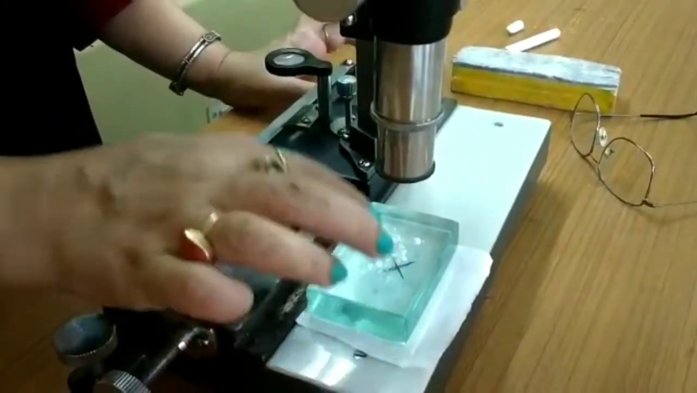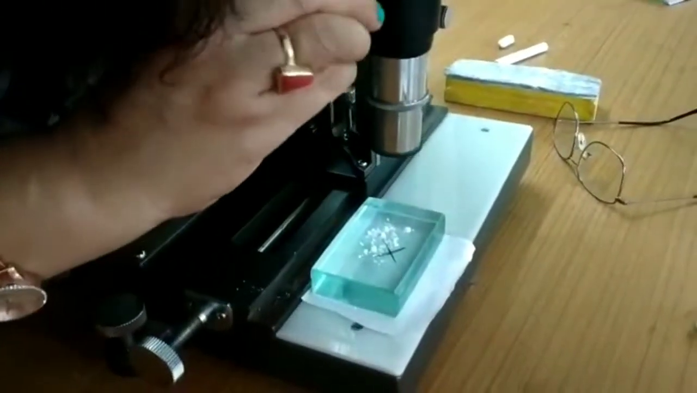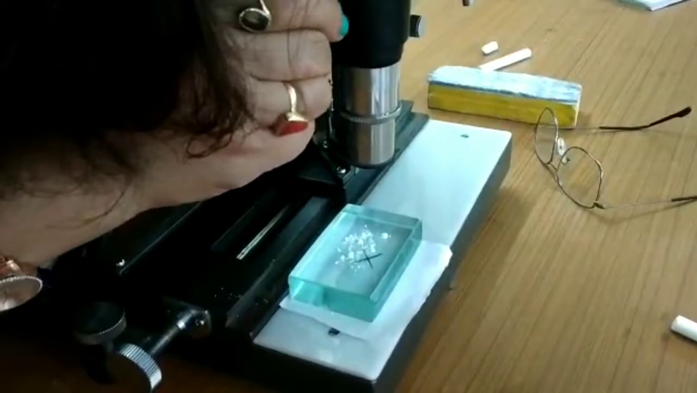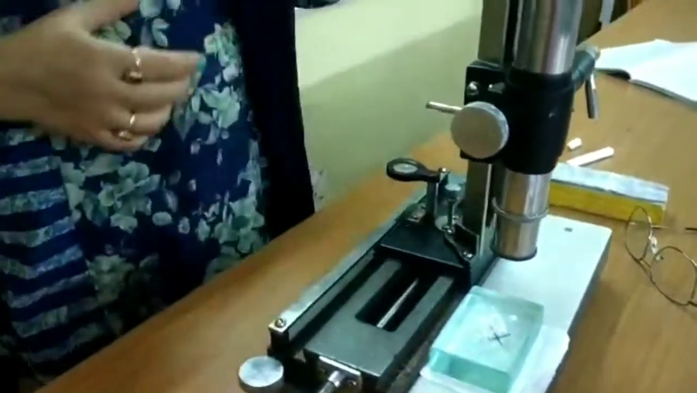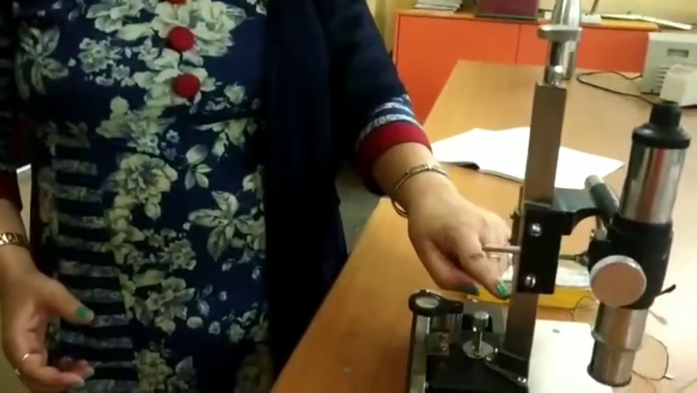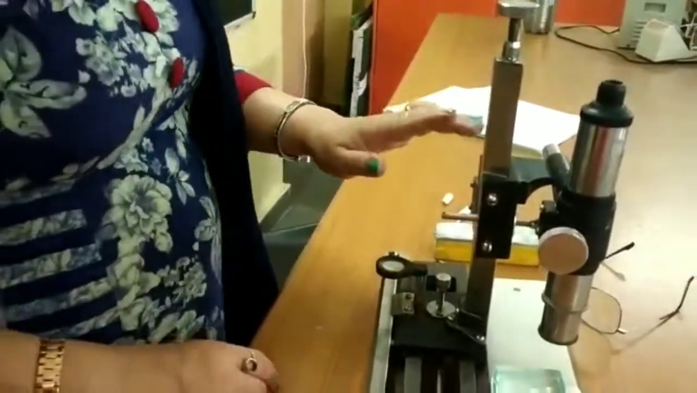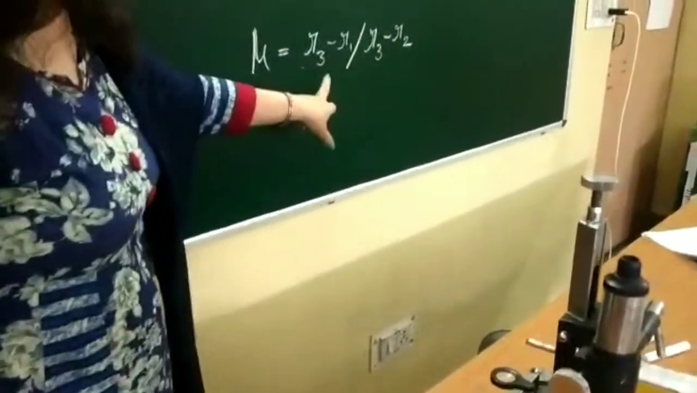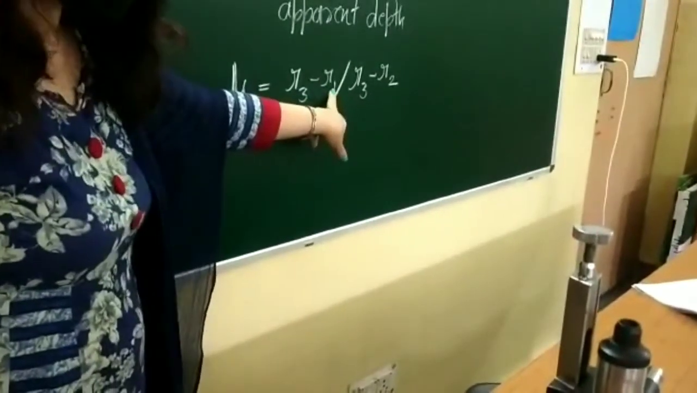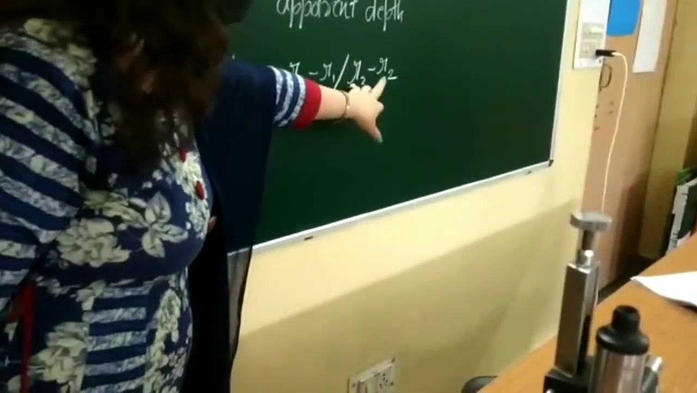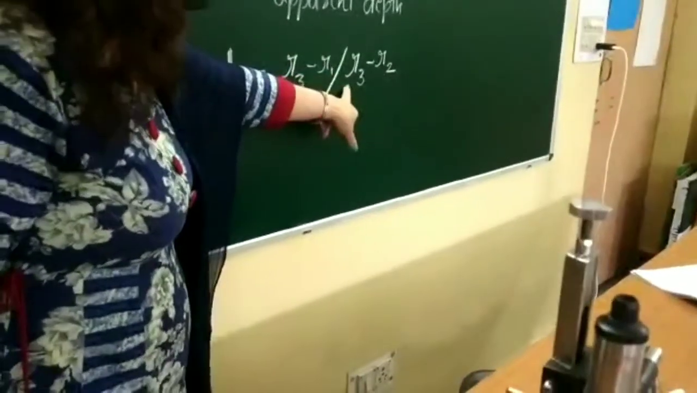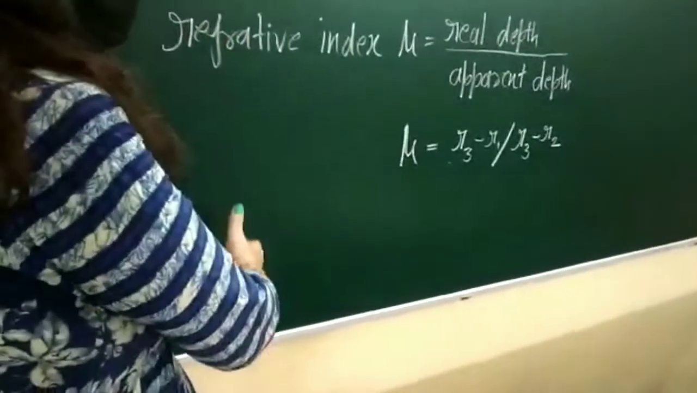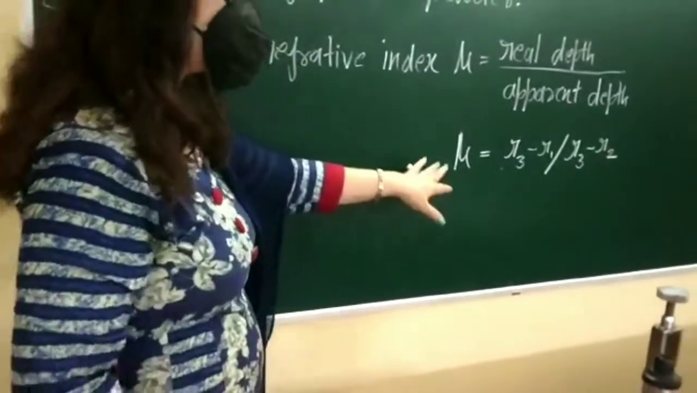And with the same procedure, again we will have to focus and see the cross mark. After seeing the cross mark, again we will take the reading from this scale. Now we have three sets of readings: R1, R2 and R3. R1 was without the slab, R2 is with the slab, and R3 is when I have sprinkled the lycopodium powder. Now we will write the observation table and then the calculation will be done for the refractive index.